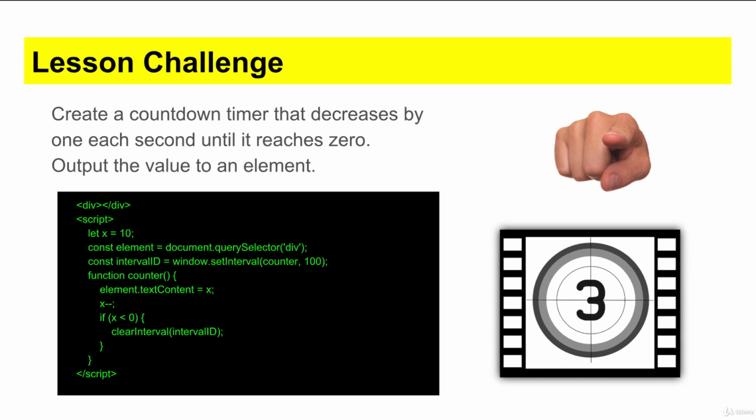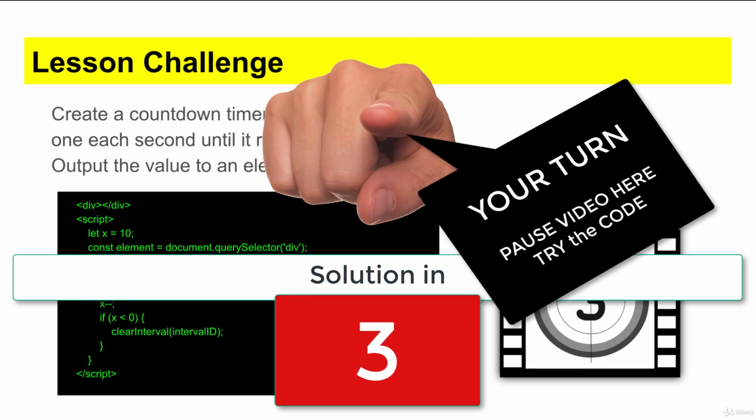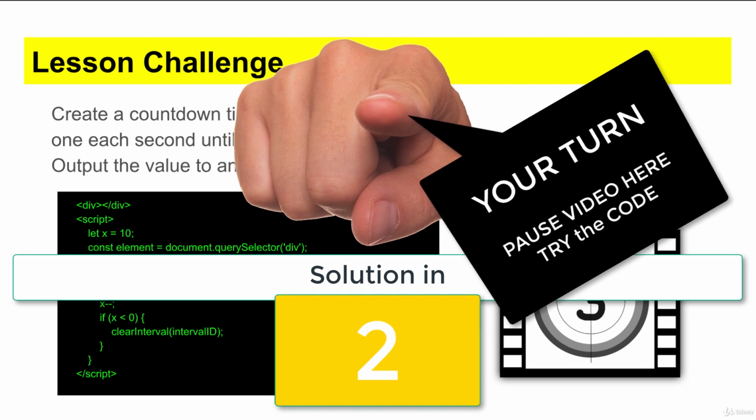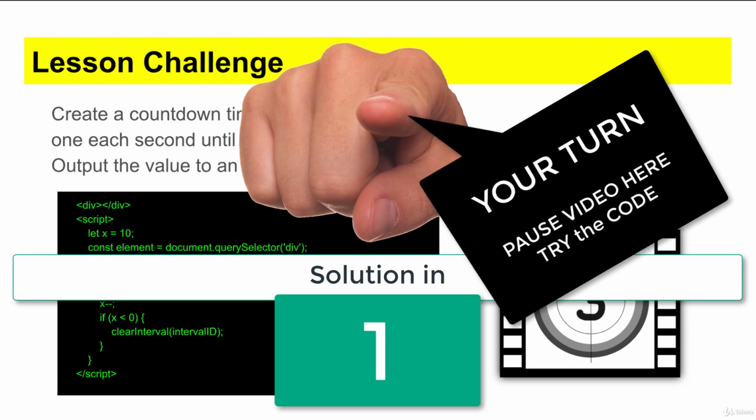There is a challenge for you in this lesson, of course, and that's to create a countdown timer that decreases by each second until it reaches 0, and output the value to an element. So it's going to start out at 10 and it's going to decrease using the interval. And then once the value has decreased to 0, we're going to clear the interval and stop the countdown timer. So go ahead and set this up and I'll walk you through it. You can pause the video here and I'll walk you through the solution coming up.